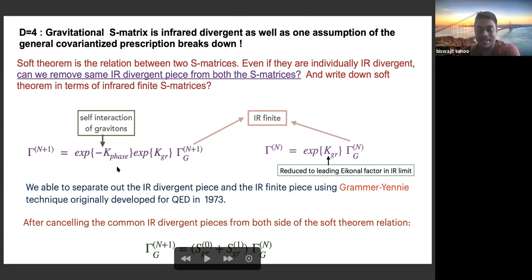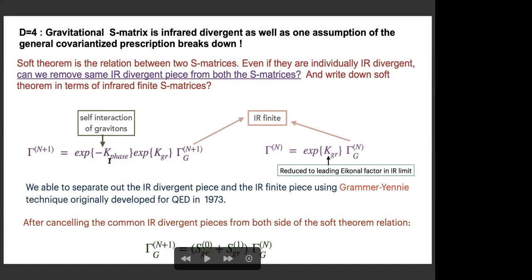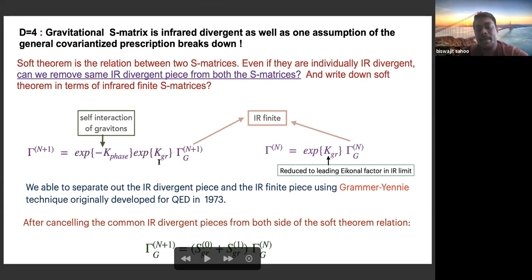Okay, k phase, I just named it phase because in the gravitational memory I will show that this is related to some phase part. So that's why I just named it. But you can think this k is basically nothing but the same eikonal factor.